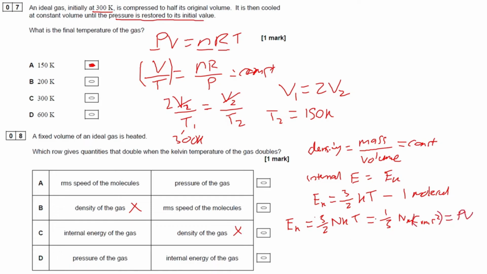Now if you look at all these equations, you can see that there is a relationship between temperature, c_rms, and pressure, because volume is fixed, number of molecules is fixed, and mass of gas is fixed. So this is what I see as a relationship: pressure is proportional to temperature, which is proportional to c_rms squared. So if I double the temperature, the pressure should also double. And remember, temperature is also related to the total internal energy or kinetic energy of the gas. So the only option that's true here, if you double the temperature, is pressure and internal energy of the gas.